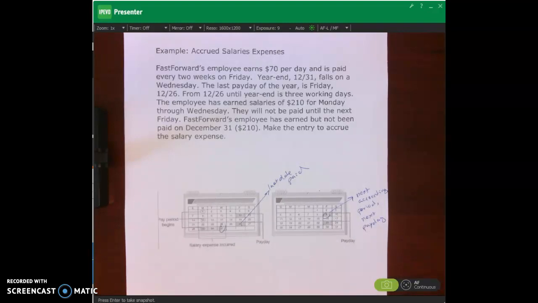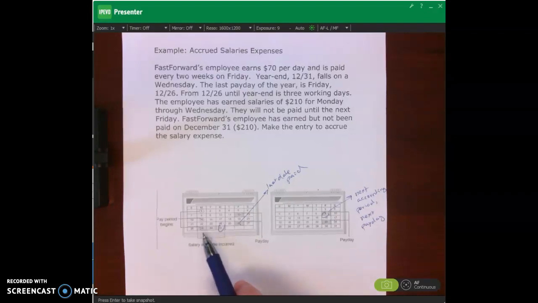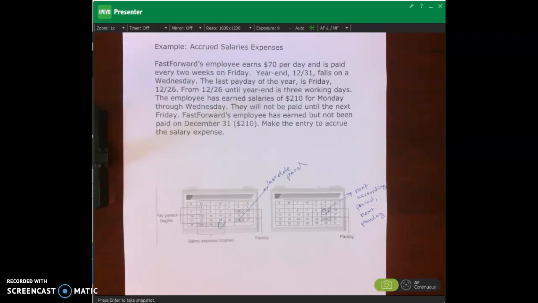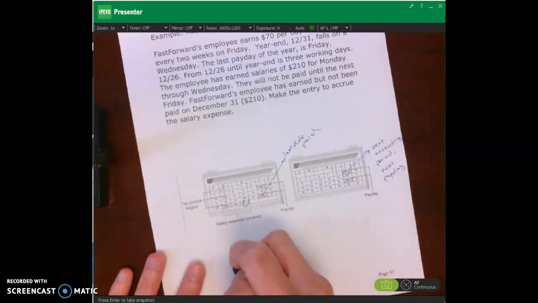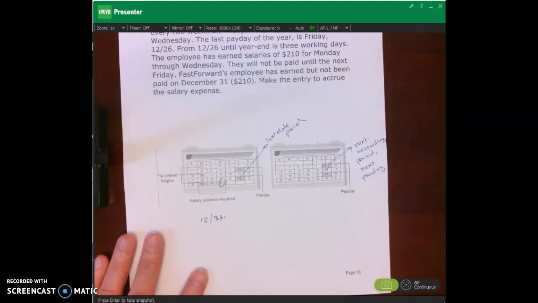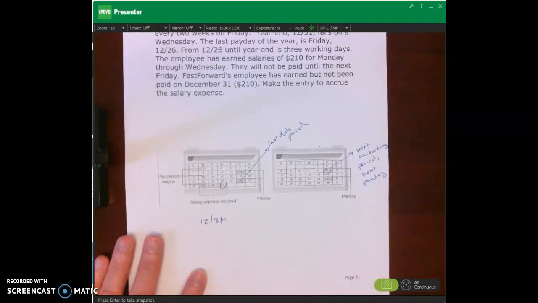These employees have helped us to generate revenue and to maintain business operations. And so because of that, we have to recognize the expense of paying their employment in the period in which they worked, which is this first accounting period. So on 12/31, we're going to do a journal entry. I'll come down here and write it. 12/31, we're going to accrue for salaries expense.